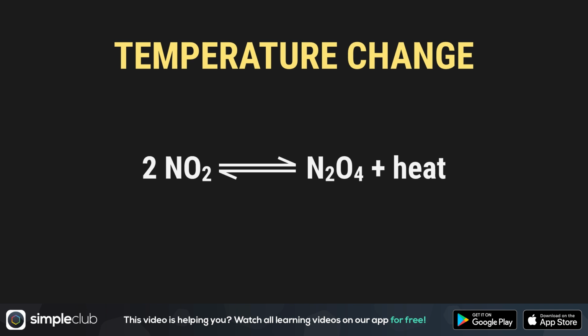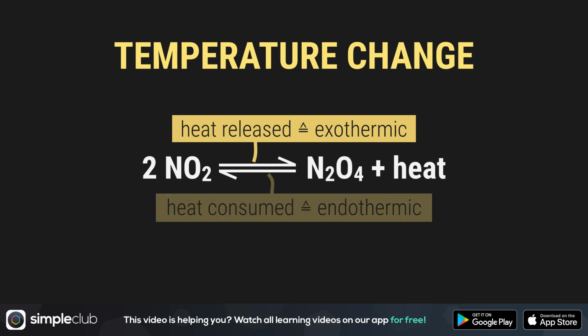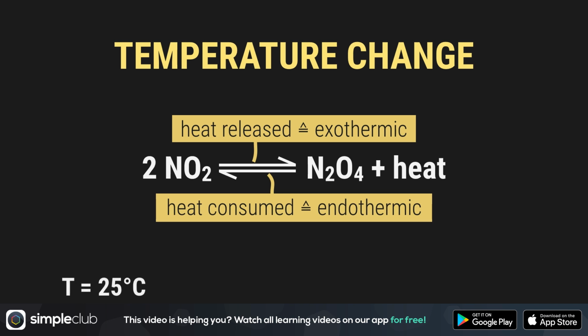This releases heat. Reactions where heat is released are also called exothermic reactions. The reverse reaction, on the other hand, consumes energy in the form of heat, for example. This is called an endothermic reaction. We also have a video on this. Okay, at a specific temperature, say 25 degrees Celsius, we're back at equilibrium.